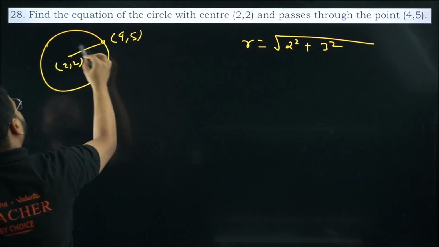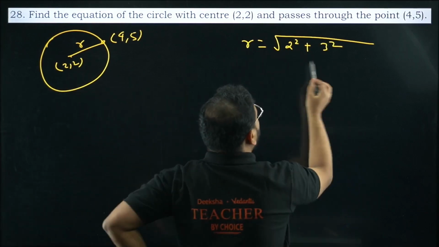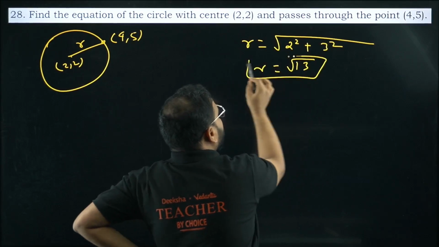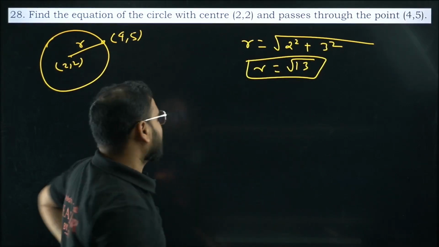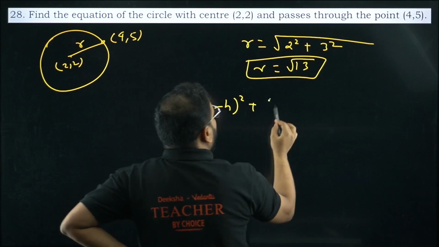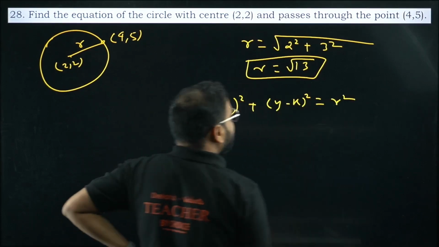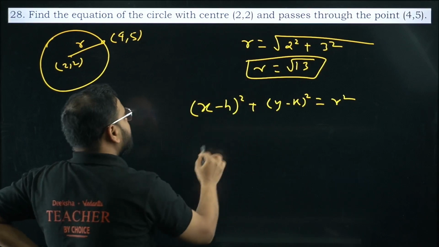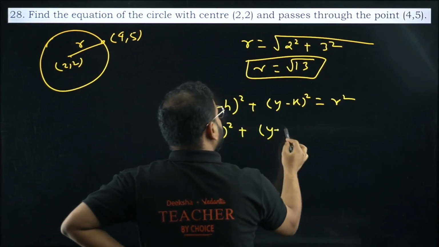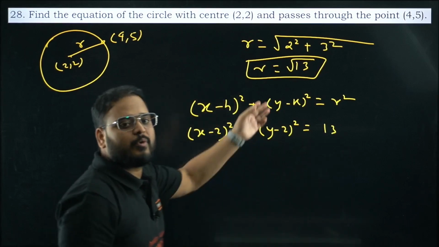This is my radius only, right? That's what I'm using, the distance formula, to find this value. It will become 4 plus 9, so 13. This is my R value. Root 13 is the R value. What is the formula for a circle? Equation form: x minus h the whole square plus y minus k the whole square equals R square. Agreed? What's h and k? The center. So x minus 2 the whole square plus y minus 2 the whole square equals simply 13. Root 13 square is 13.